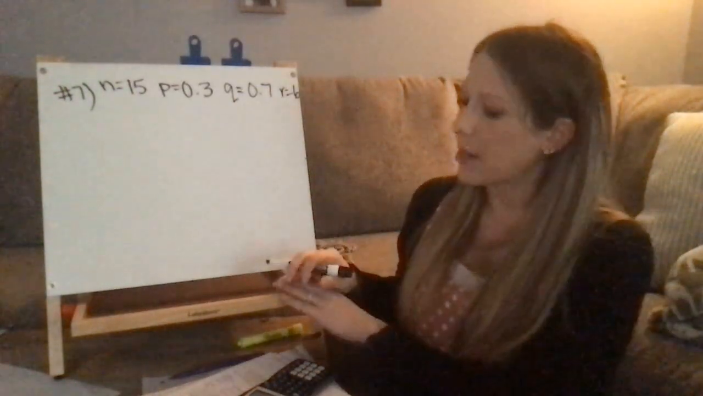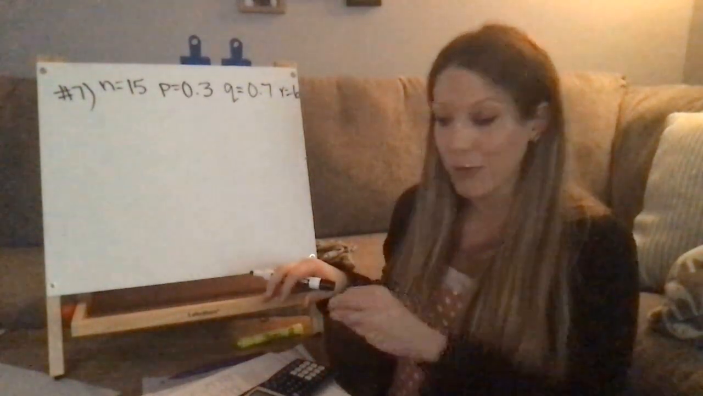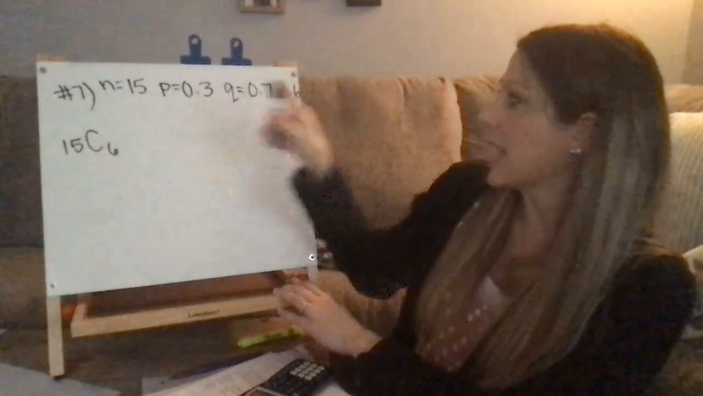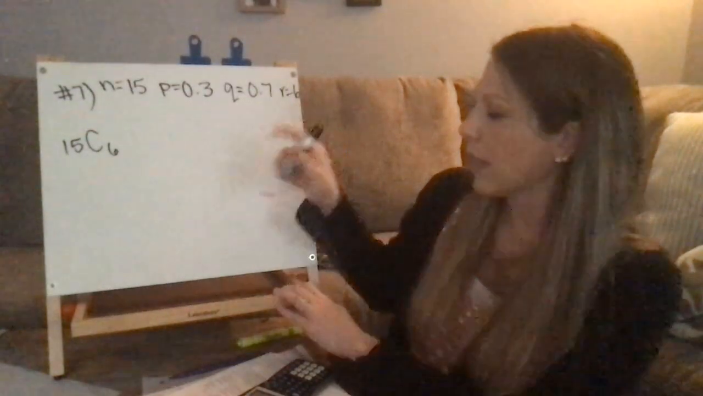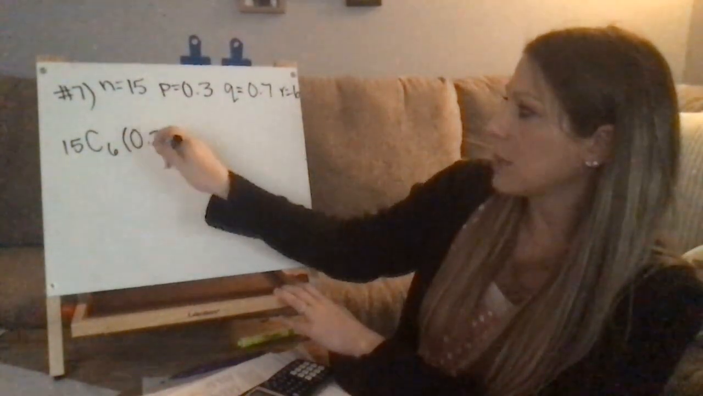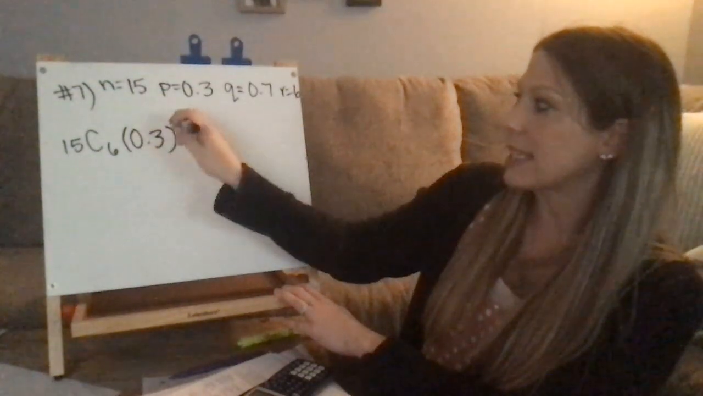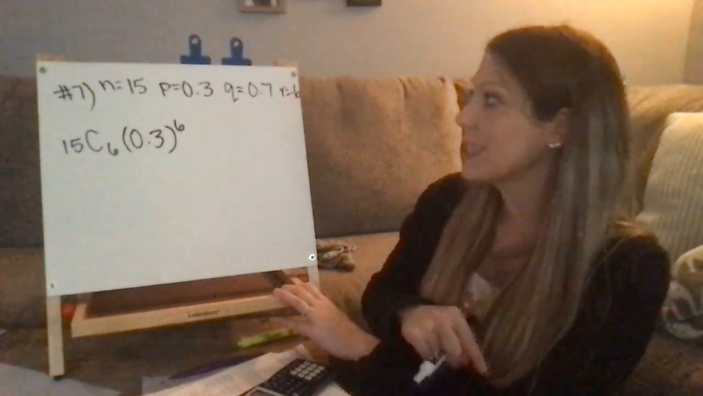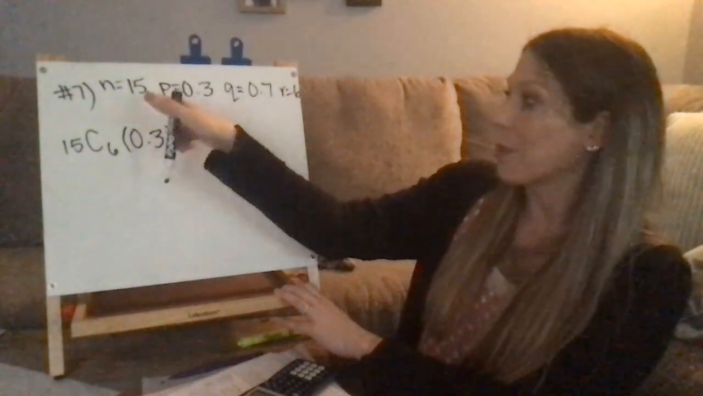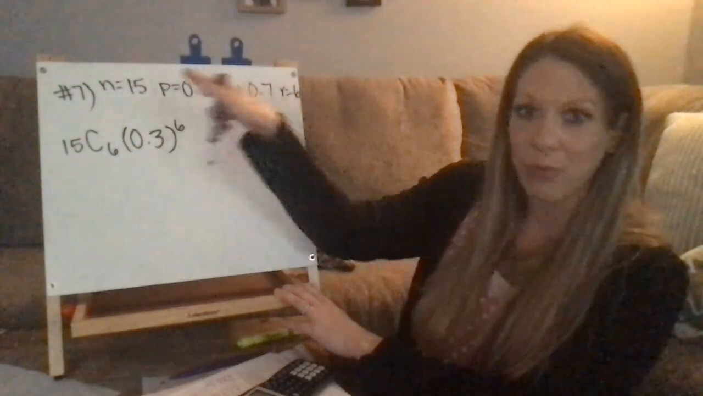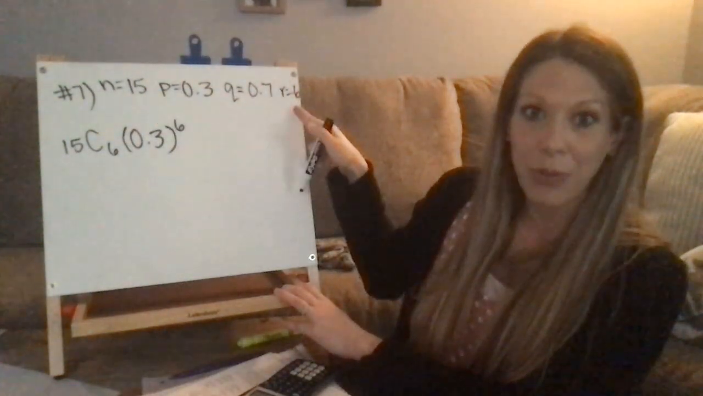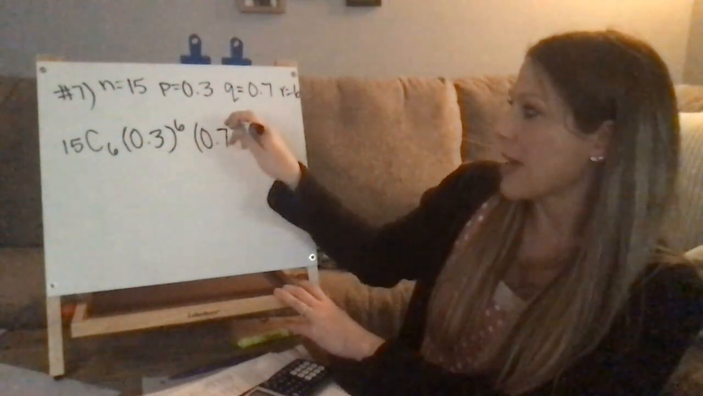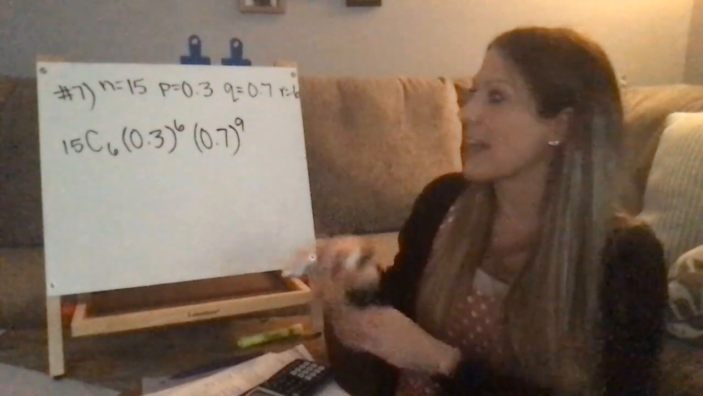So then when we do our binomial probability formula, it would be set up like this. 15 choose 6, because we want to win 6 times. To win 6 times, the probability is 0.3 to the 6th power. But if we want to win 6 times, that means we want to lose the rest of the times. So we're going to lose 9 times. We're doing 15 trials. We want to win 6 of them. That means we want to lose 9 of them. So we're also going to multiply by 0.7 to the 9th power.